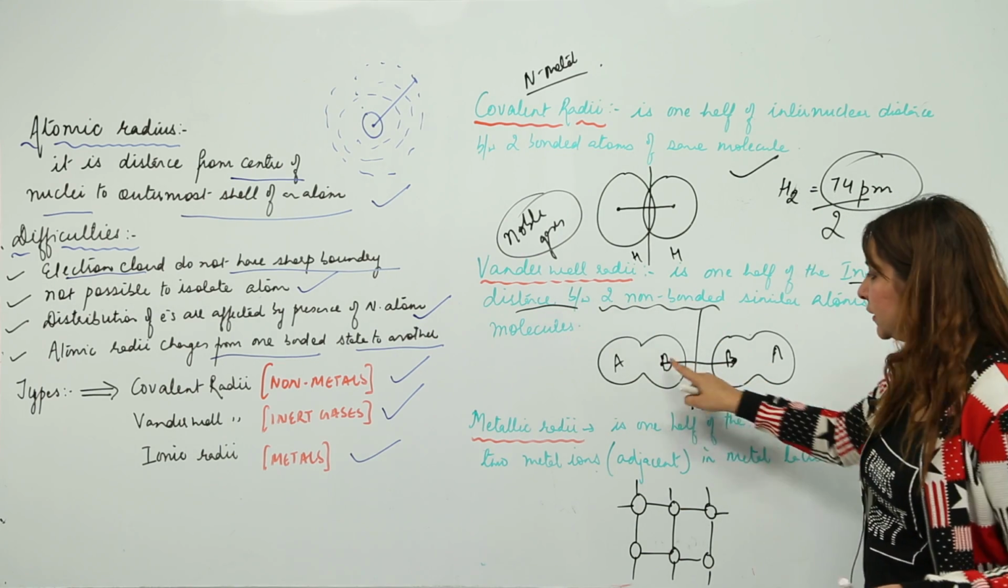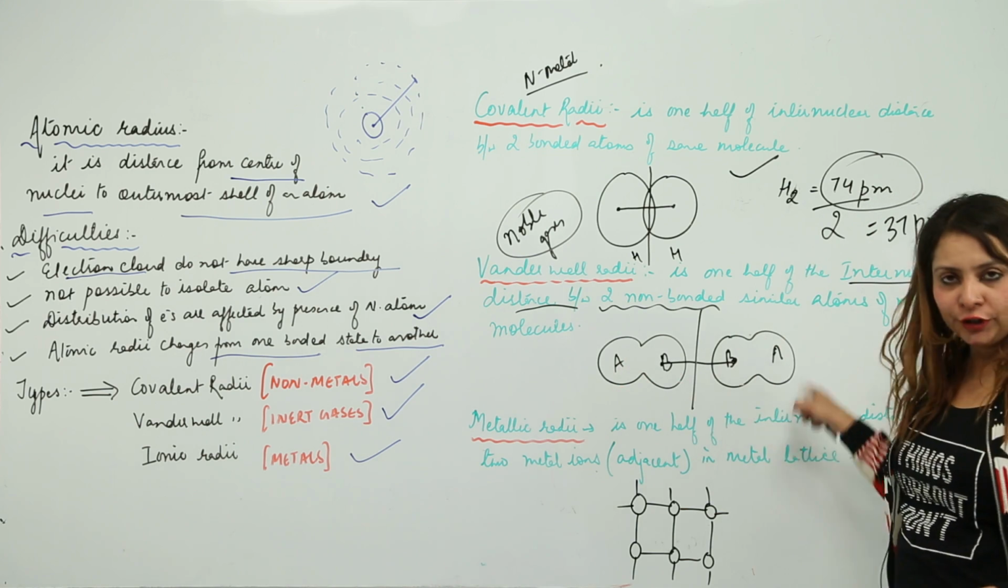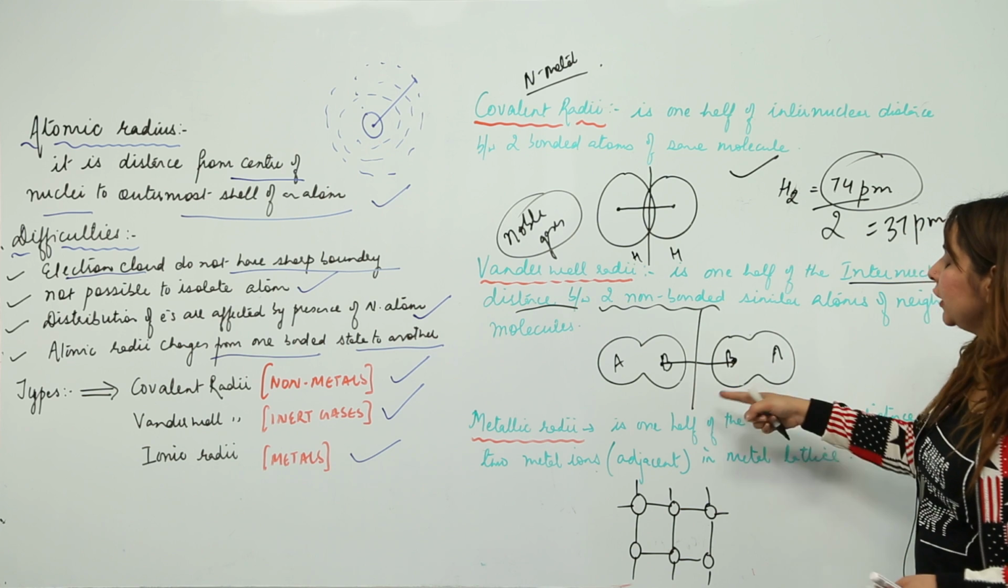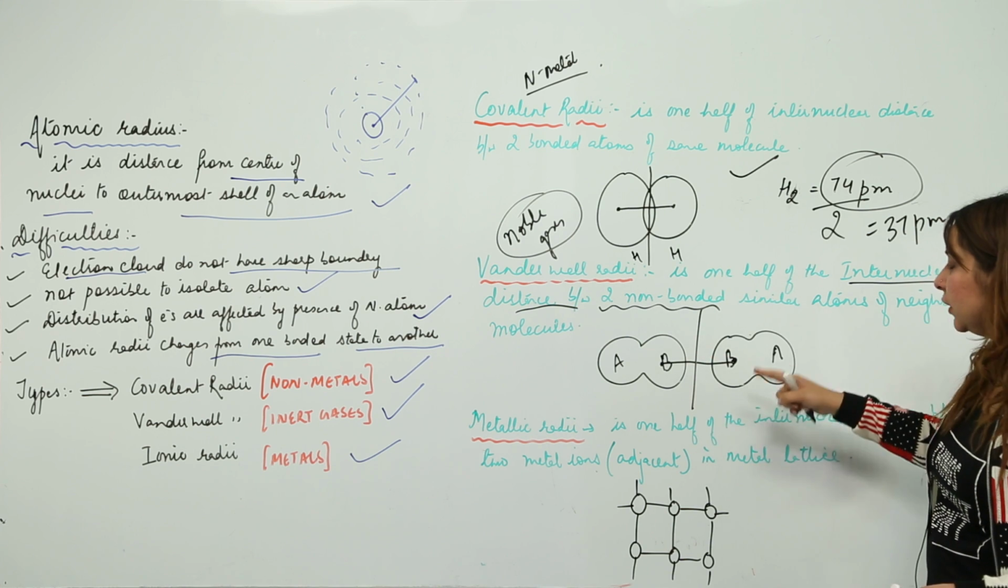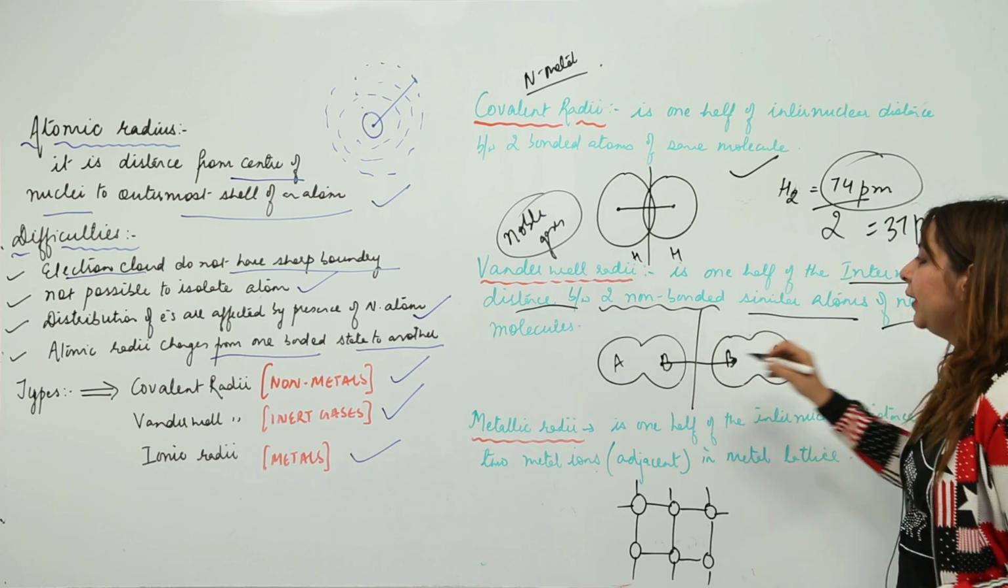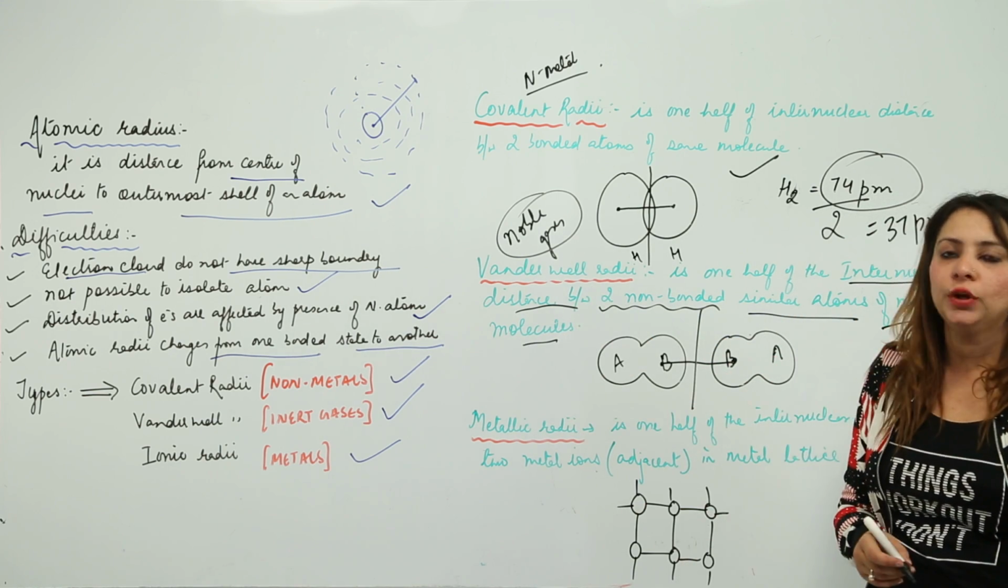these are non-bonded. This is bonded to this A and this is bonded to another A. So these two B's are not bonded to each other. So the internuclear distance between them is halved, but they should be similar atoms of neighboring molecules. So this is what a van der Waals radii is.